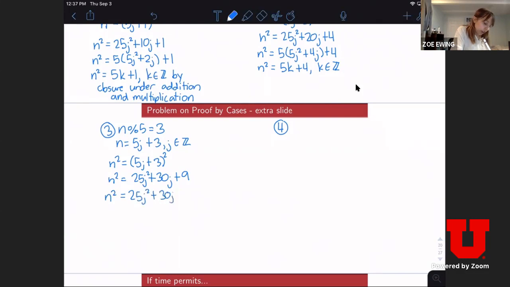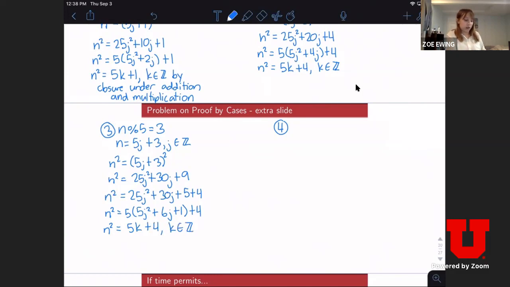25j squared plus 30j. If we do plus 5 plus 4, that is going to equal the same thing as plus 9, but that gives us something to factor out. So now we can factor out a 5 and get 5 times (5j squared plus 6j plus 1) plus 4. And that allows us to use closure to get 5k plus 4, where k is in the set of integers. That one's a little bit trickier, but sometimes you just have to manipulate the numbers to get the result that you're looking for.